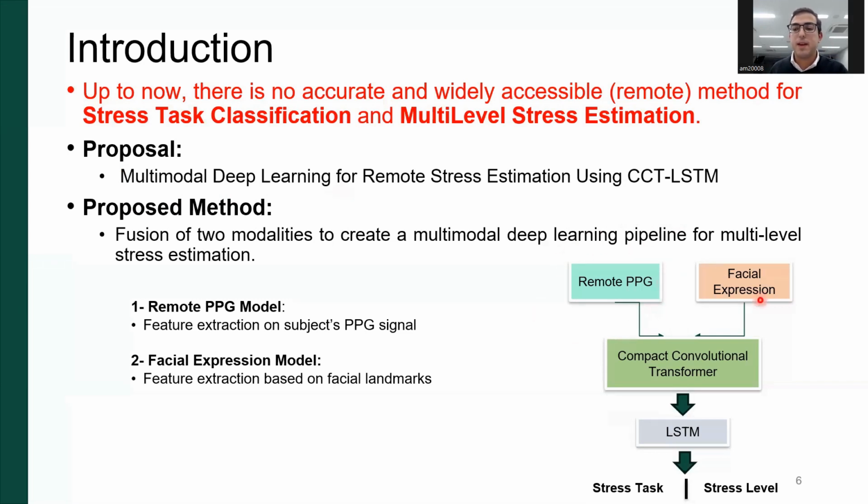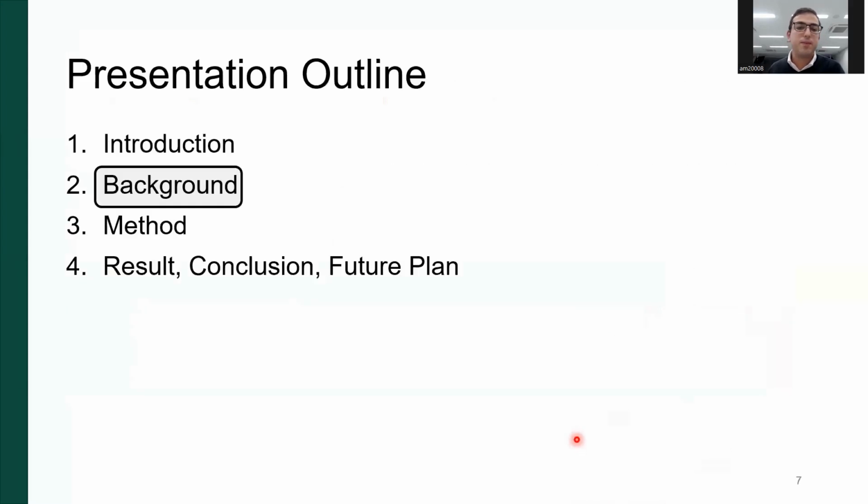remote rPPG and facial expression. Then we have the compact convolutional transformer, CCT, along with the LSTM block. And then finally, we get the classification for stress task and stress level.